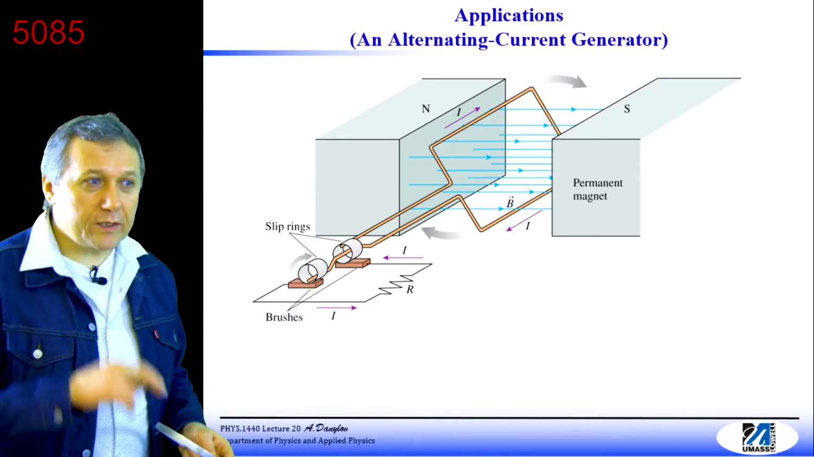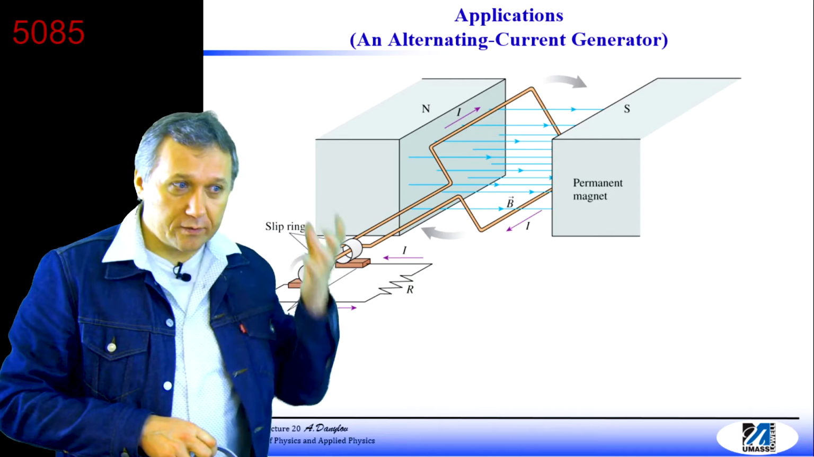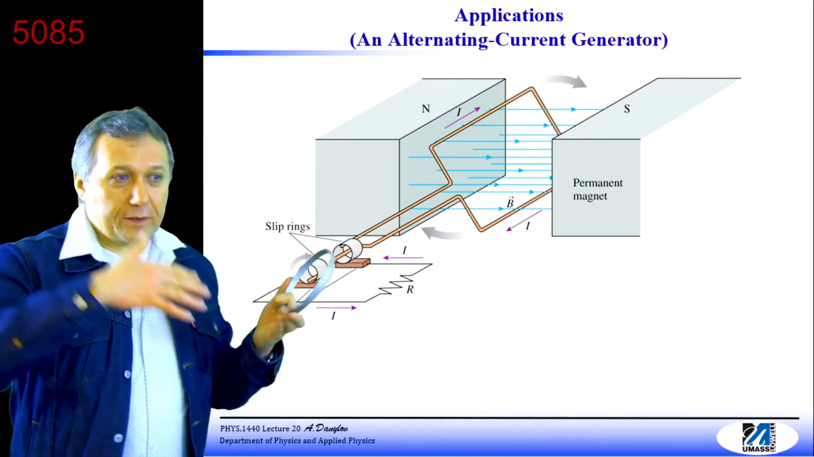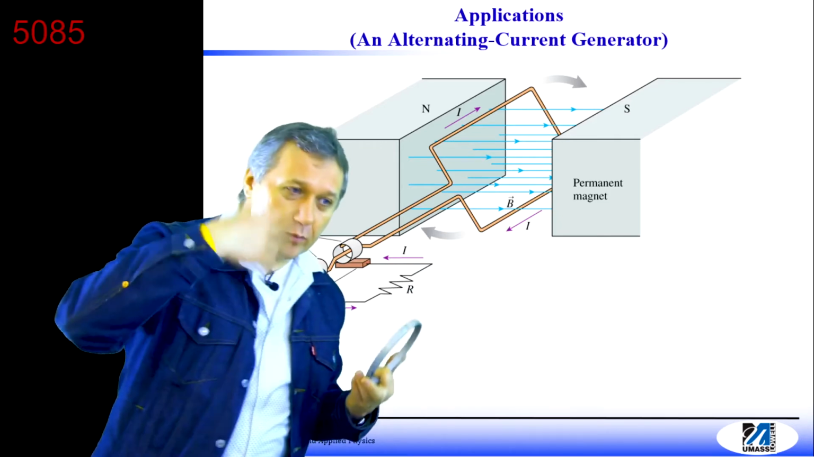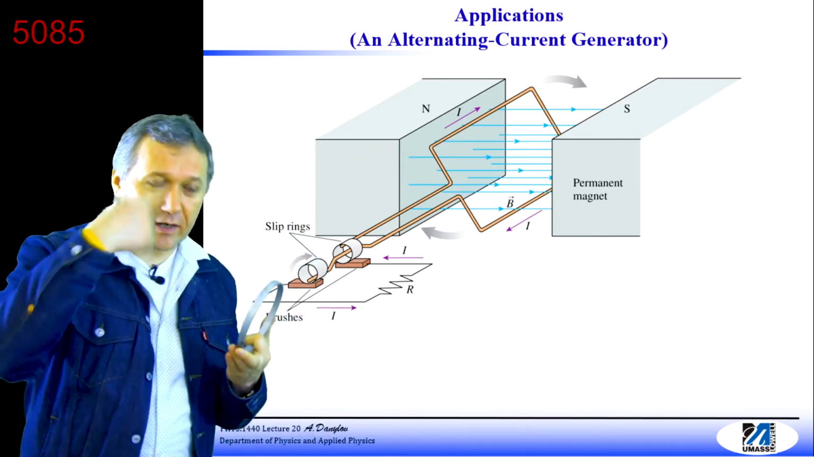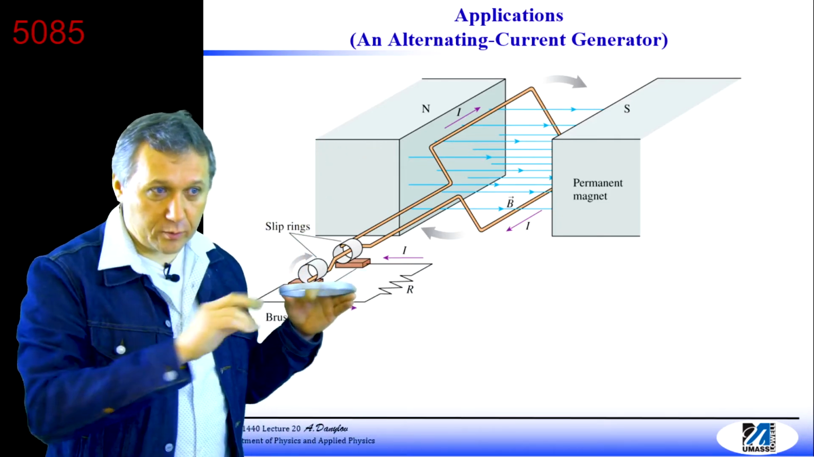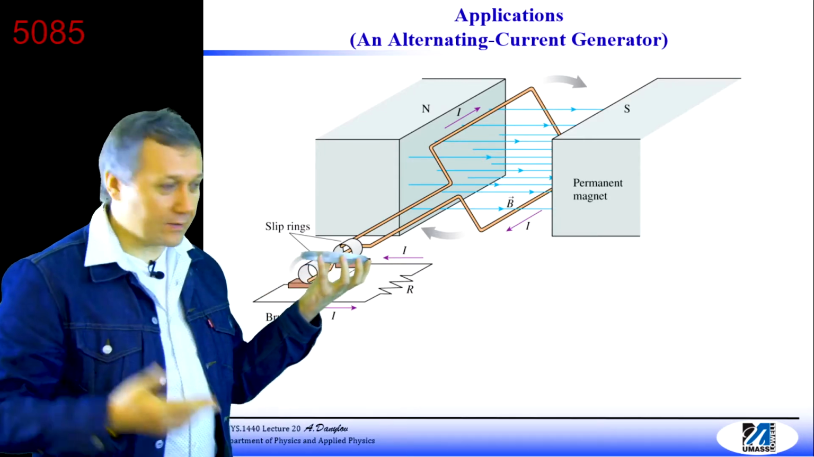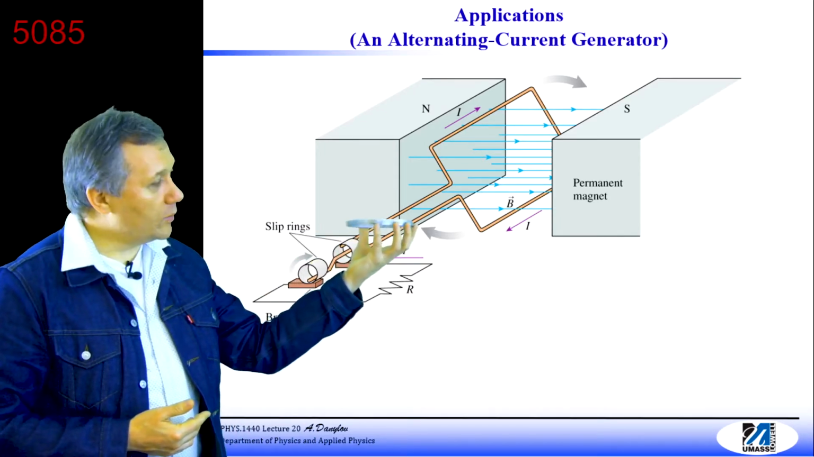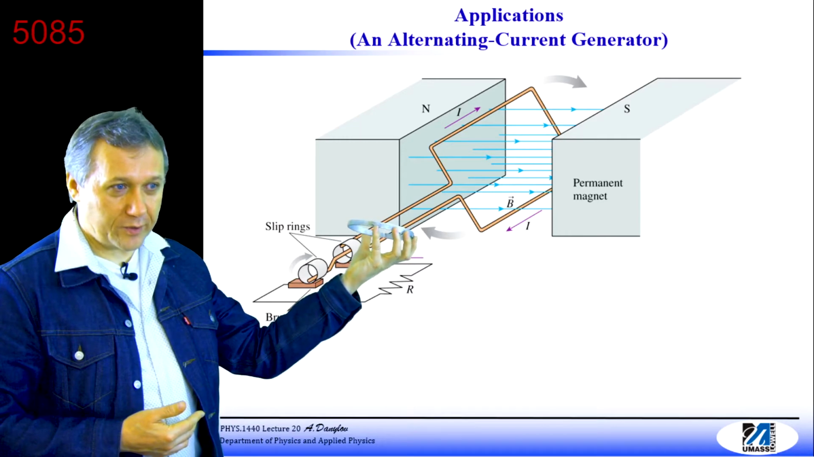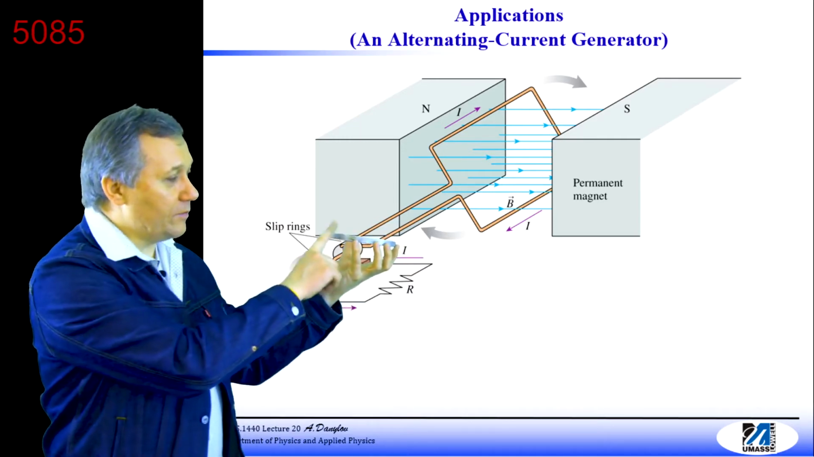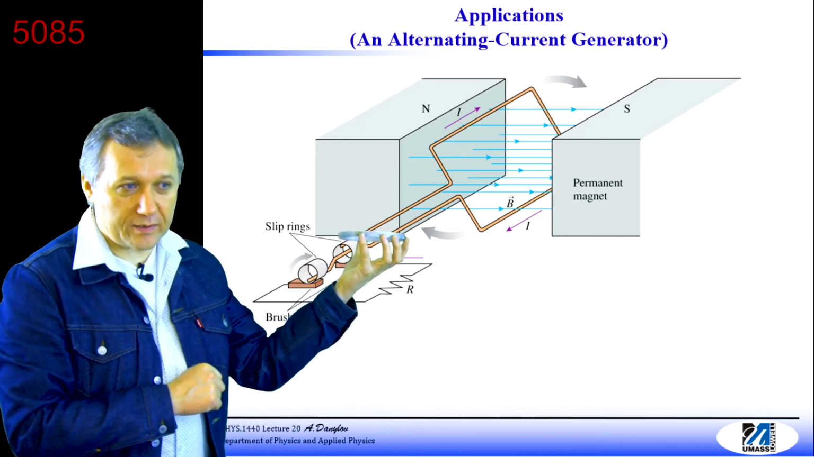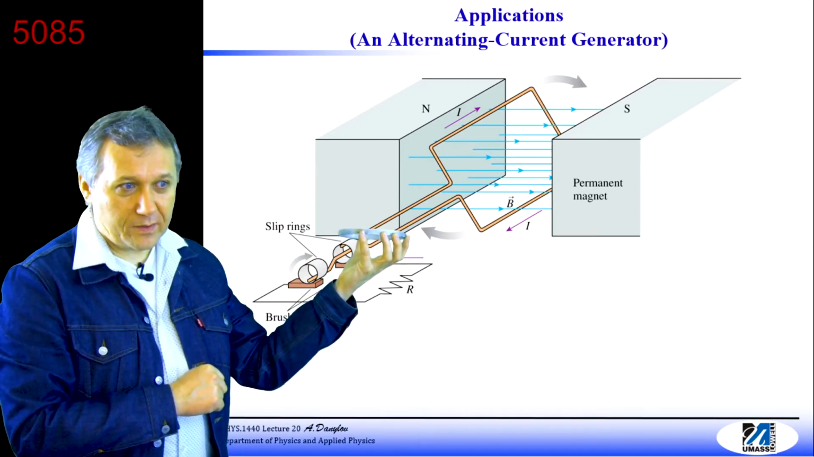But let's look at the direction of the current. You remember, if flux through the loop, for example, increases, current will be in one direction. If flux decreases, current will be in the opposite direction. Let's look at what happens to the fluxes. So let's now start with this position of the loop, the horizontal position. Can you tell me what will be the value of the magnetic flux through this loop at this moment of time?